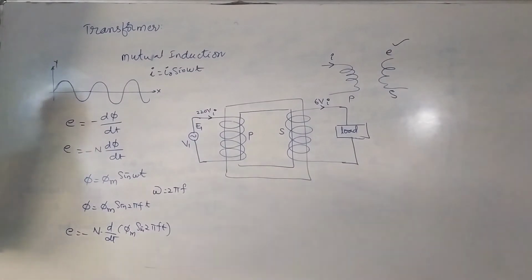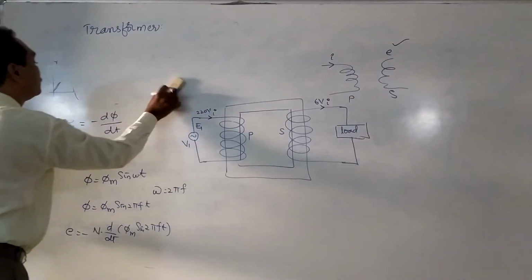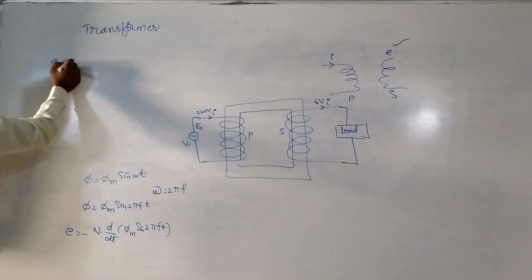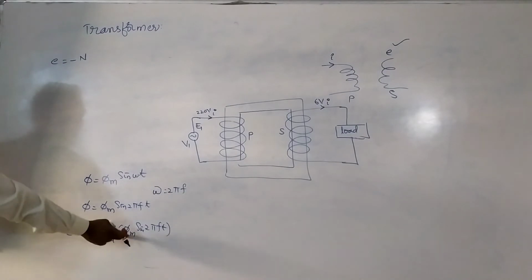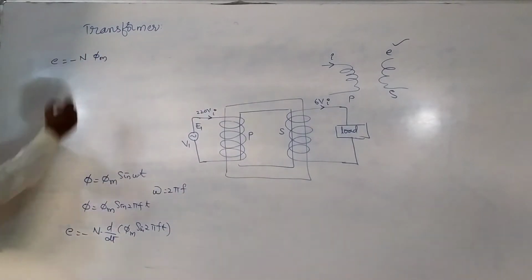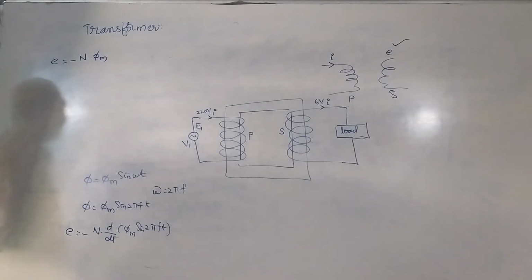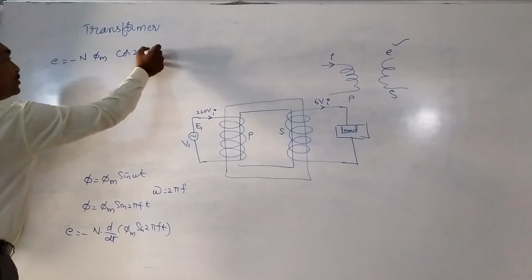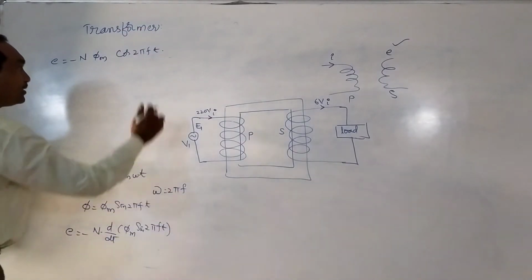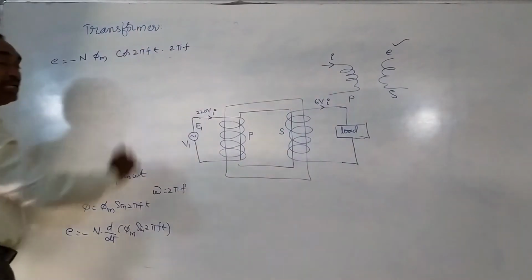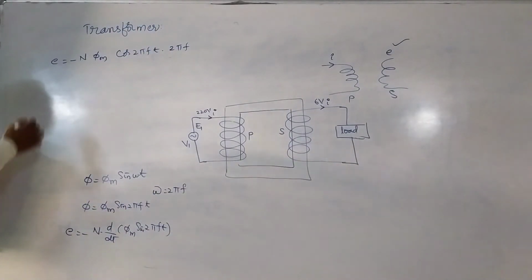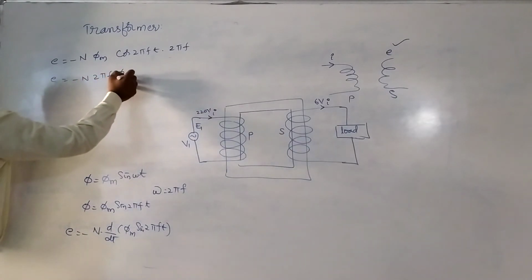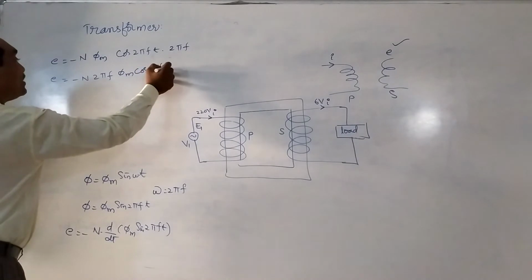Am I right? Now, that is E is equal to minus N into d by dt of phi, where N is constant. Differentiation of sin 2 pi f t gives cos 2 pi f t into the differentiation of 2 pi f t, that is 2 pi f. Am I right? So that is E is equal to minus N 2 pi f phi m into cos 2 pi f t.